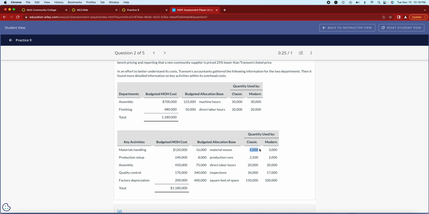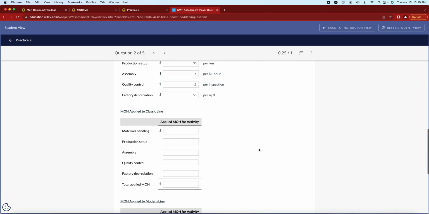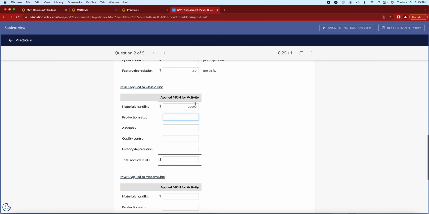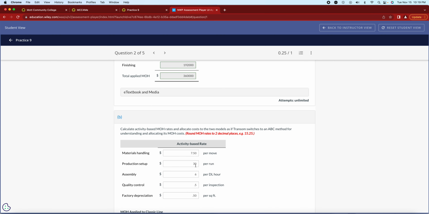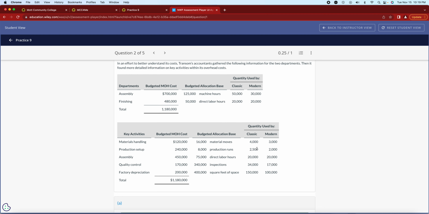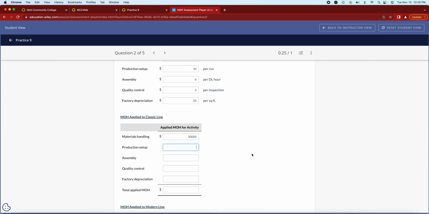So materials handling for the classic line, I'm going to look at $7.50 per move times classic moved 4,000 times. So 4,000 times the 7.50 gives us $30,000. For production setup, looking at $30 per run, and under classic, we had 2,500 runs. And that gives us $75,000.